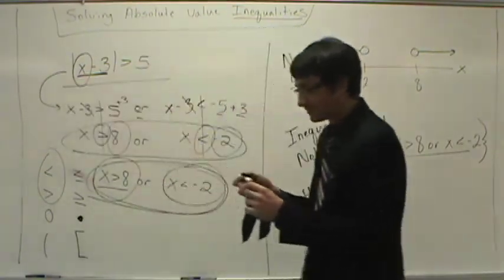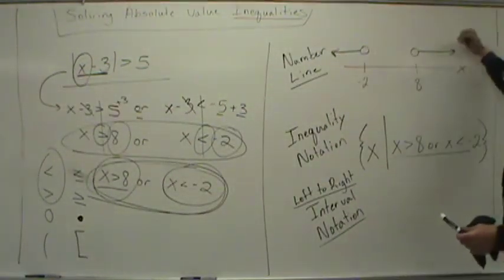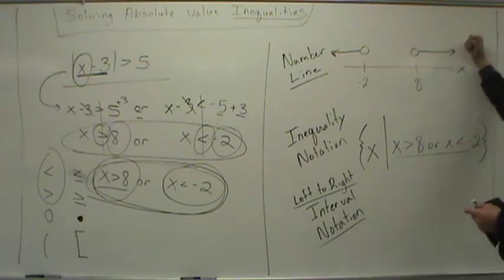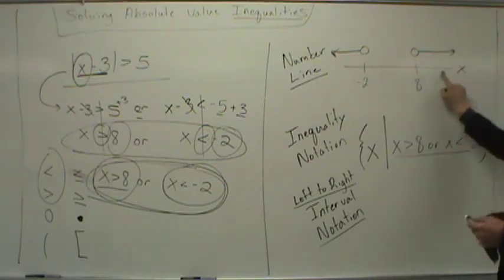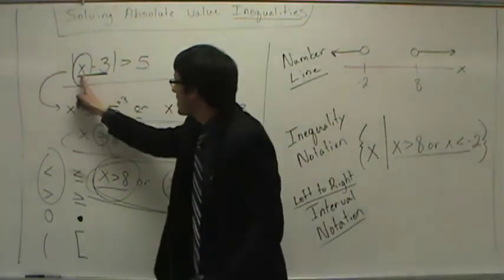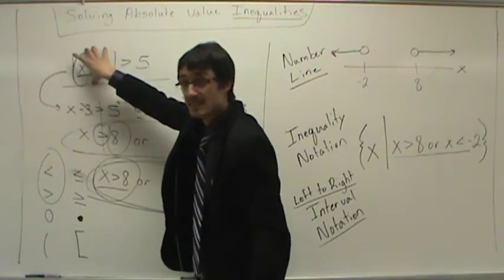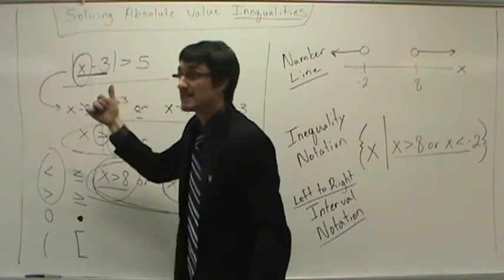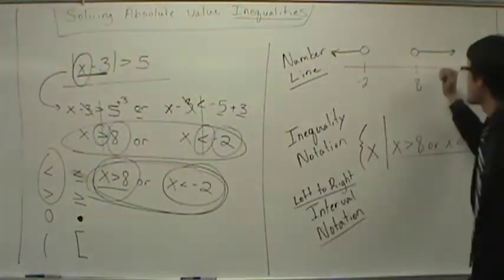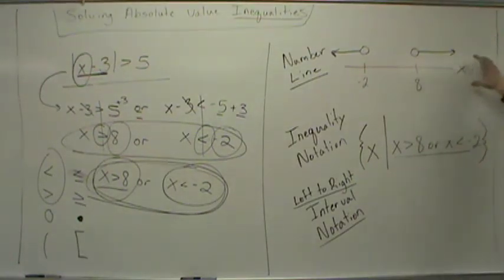For example, let's pick a number that's bigger than 8. 9. Okay, so 9 is bigger than 8. Let's see if this makes it true. 9 minus 3 is 6. The absolute value of 6 is 6. Is 6 greater than 5? Yes. Okay, so 9 makes it true. Pick another value way out here to the right.